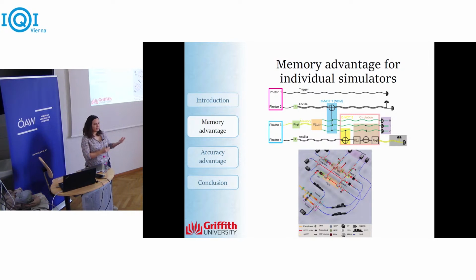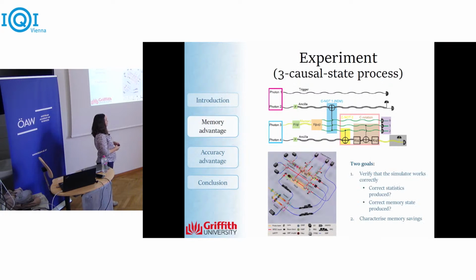Now, the key thing here is that the memory is encoded at this point into the polarization of a single photon. So it is necessarily two-dimensional. But we know that for the optimal classical simulator, we'd need a 3-level system. So that's the key point of this experiment. But once again, we want to check that the statistics that we produce are correct, and then we want to characterize the memory saving.